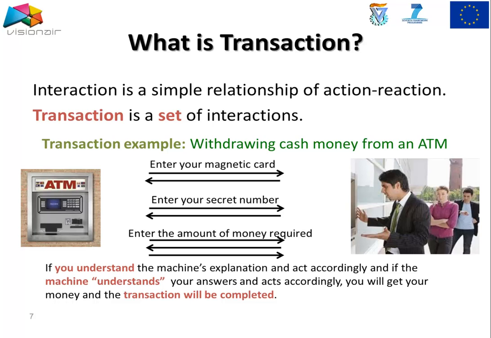When we want to withdraw money, this is the example you see in the slide, when we want to withdraw cash, we are making a transaction, a withdraw-cash transaction, which means that the ATM machine asks us something and we answer, and then it asks another thing and we answer. And if the machine understands what we answer, and if we transmit the correct data, we will get our money in the end. All of the action-reaction activities together are just one transaction.